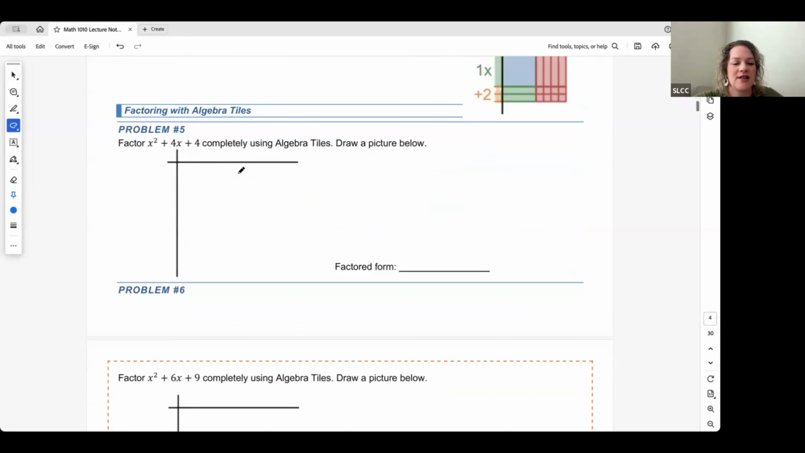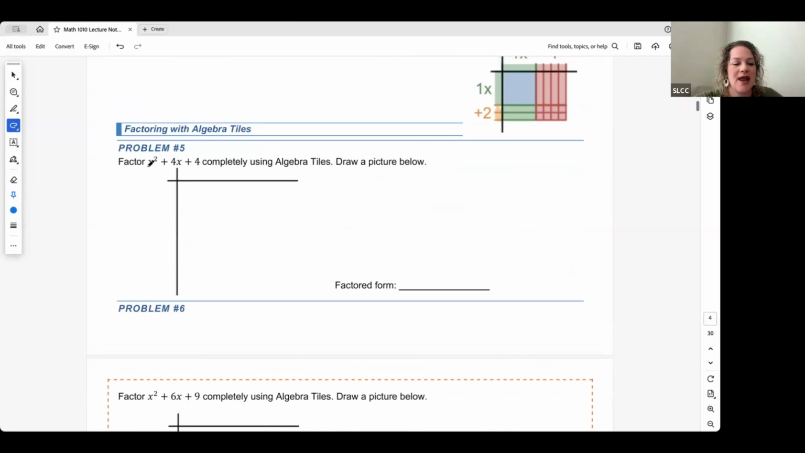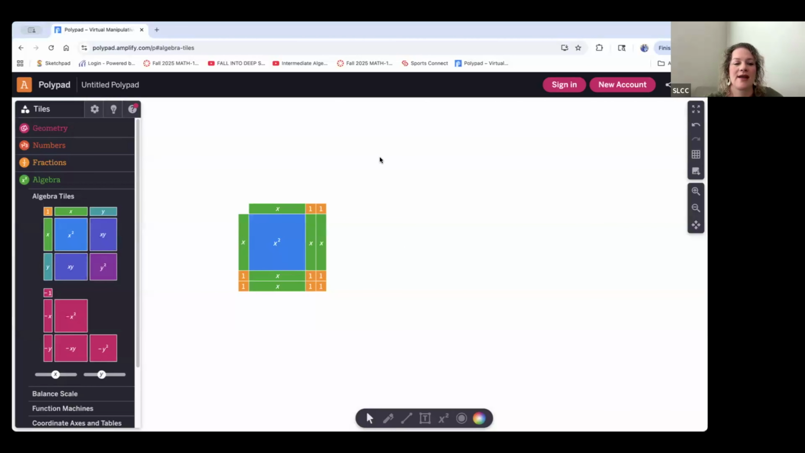If we go over to our algebra tiles, we're going to look at this one, x squared plus 4x plus 4. What would we put on each side? How can we factor that? Okay, let's take a look at the algebra tiles. All right, so if you go to that link, it'll take you here. And notice you can just drag these out onto the screen and work with the problems.